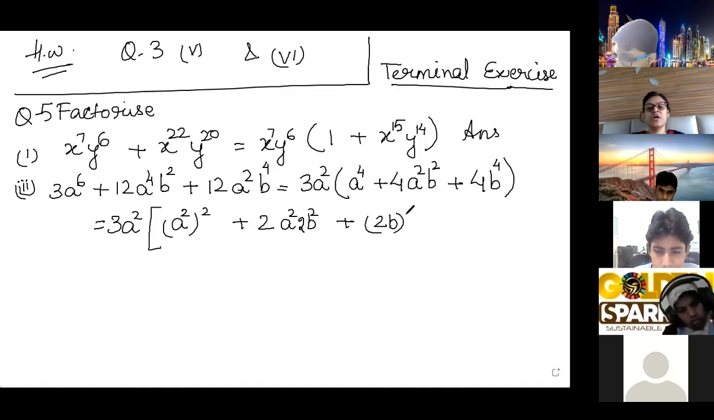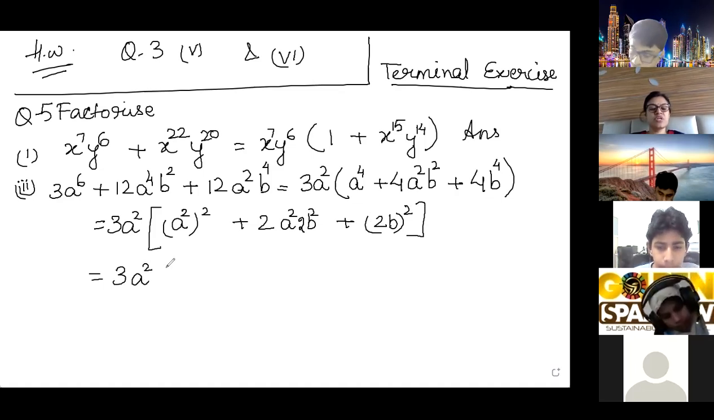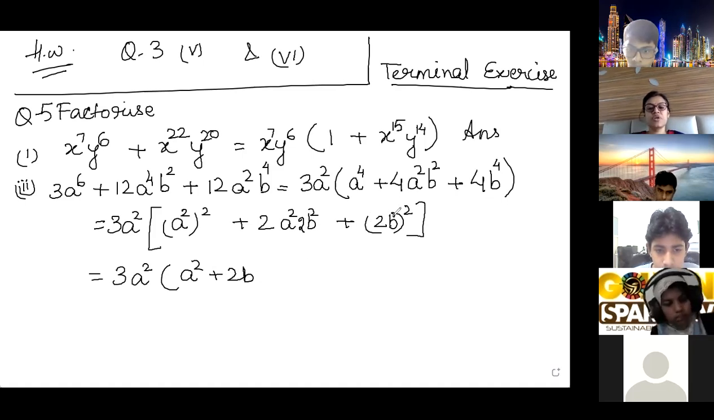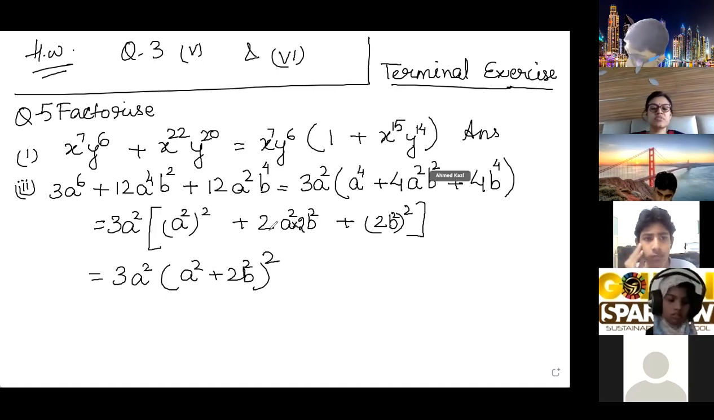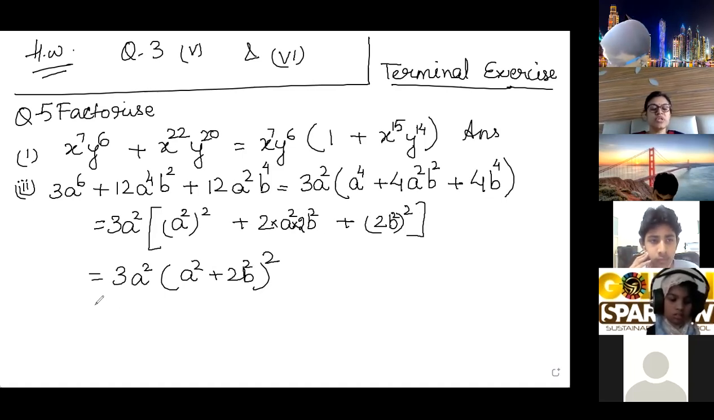So it is actually a plus b whole square we are using, but it is a square plus 2b square, the whole square, because b raised to 4 is here. So 2 2s of 4, b to the 4 if you whole square it. It is 2 into a square into 2b square, so it is 4a square b square. So if you factorize it, it is 3a square into a square plus 2b square whole square. So this was the 3rd part.